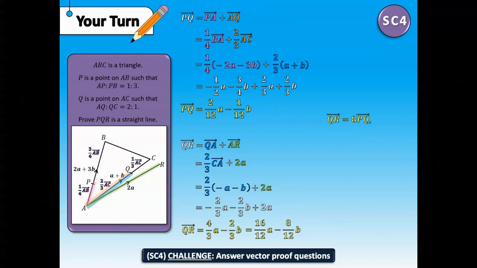Now we can see that QR is 8 lots of PQ. So they're parallel to each other and they share the common point of Q. So they must make a straight line.